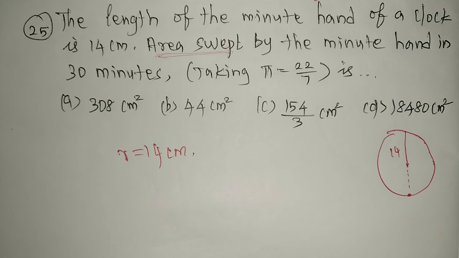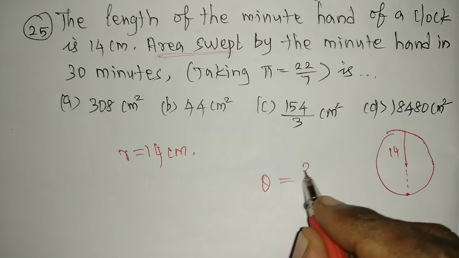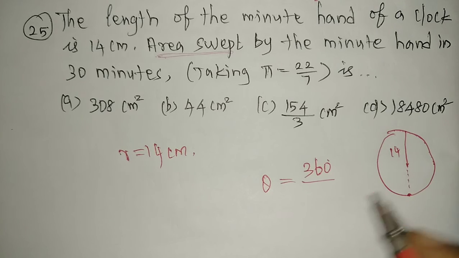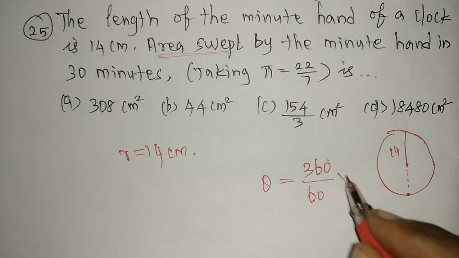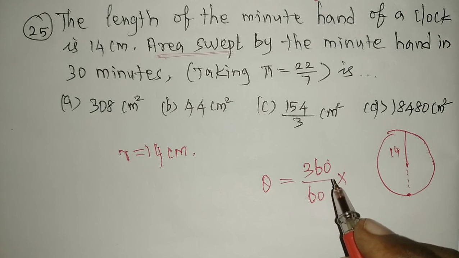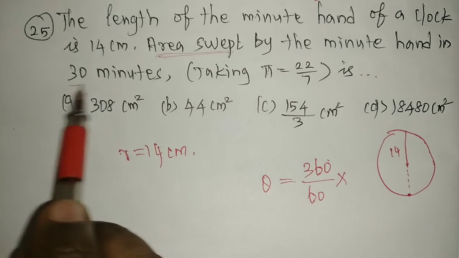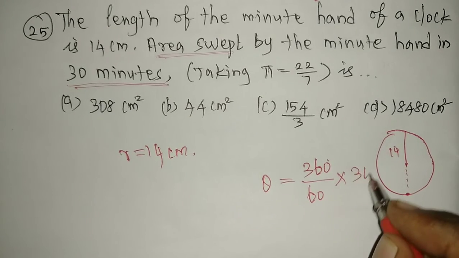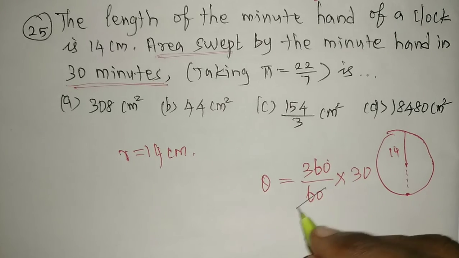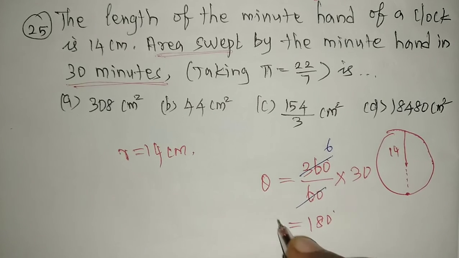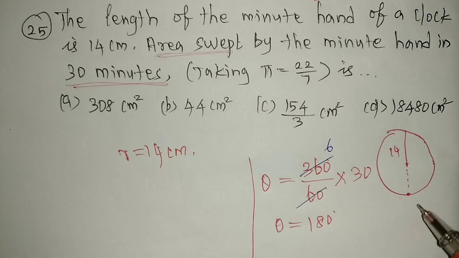Before that we have to find the angle. How will you find the angle? The full circle, we know, is 360 degree, divided by the total minutes we have, 60 minutes. So I am dividing by 60. If you divide this, you will get the angle for 1 minute. But they have asked for 30 minutes. So multiply by 30, then you will get the required angle. So 1 time, 6 times. So 6 3s are 18, means 180 degree. So theta is equal to 180 degree. By looking at the diagram itself, it is visible. See, it has covered half of the circle. Half of the circle angle we know is 180 degree. By using that only we are going.